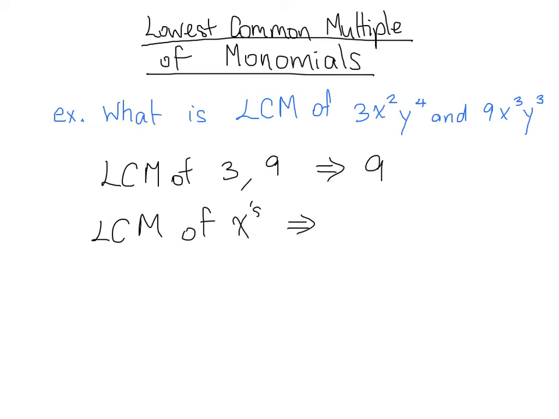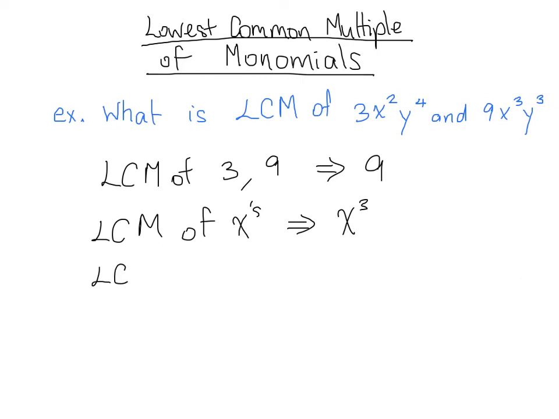So for the lowest common multiple of the x's, you're going to look at how many x's occur the most, just like we did before when we were looking at the prime factors. So what is the x's that occur the most? Well, we have here x squared, and we have here x to the third. So the x's that appear the most is the x to the third. So x to the third is the lowest common multiple of the x's.